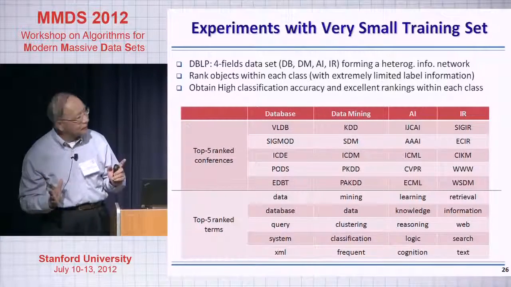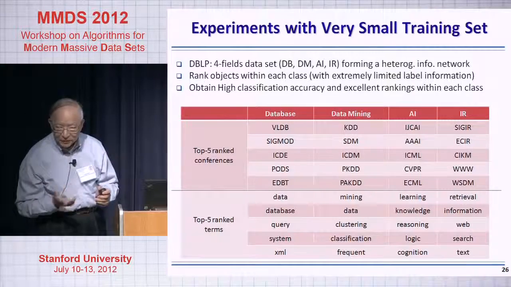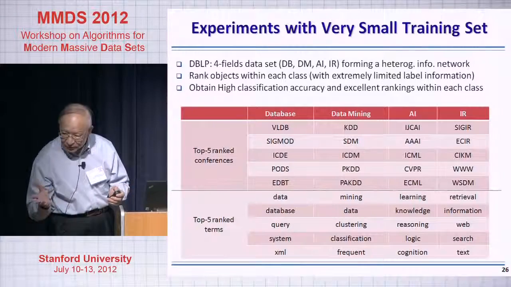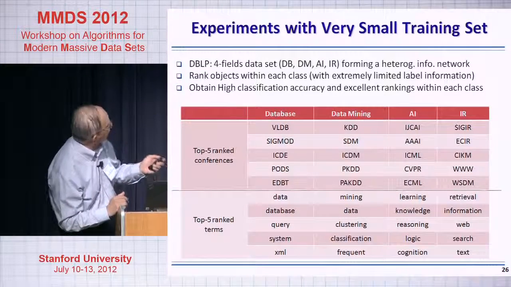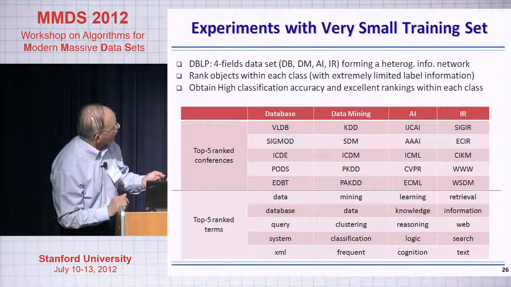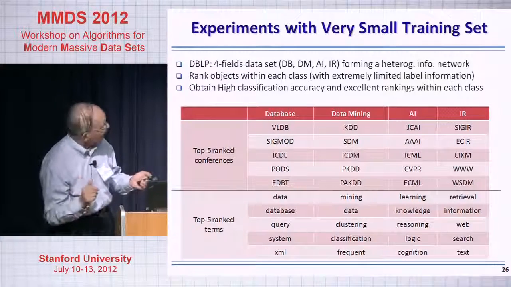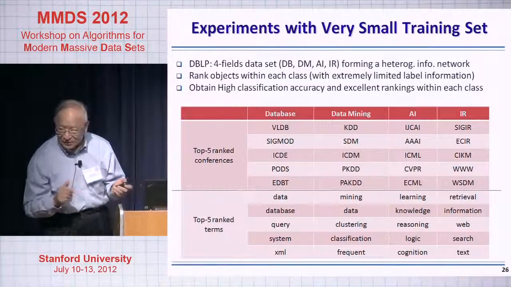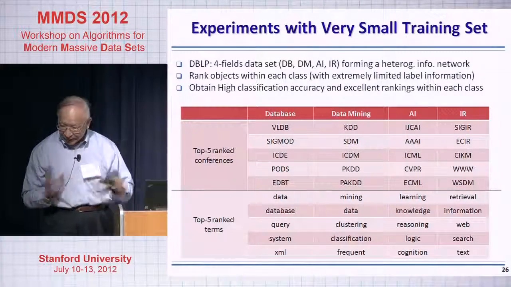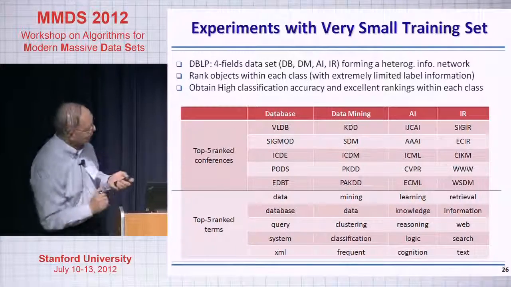What are the top ranked terms and top ranked conferences? You probably can see if you are in the field, say, information retrieval. You look at information retrieval. Top 5 ranked conferences, we got SIGIR, ECIR, CIKM, WWW, WISDOM. Of course, you may argue with me. You say, actually, WWW ranked higher than CIKM. But WWW is a little more spread. It's not just on IR, it's on many other things. If you're just focusing on one part, that makes a difference.